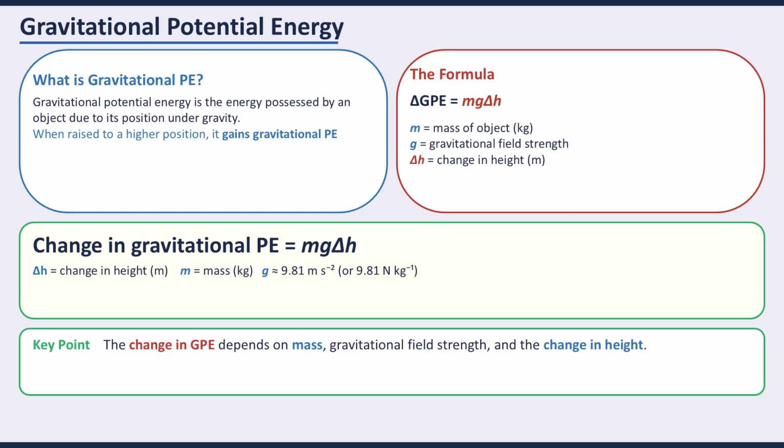The formula is straightforward. The change in GPE equals m times g times delta H. Here, m is the mass in kilograms, g is the gravitational field strength, approximately 9.81 newtons per kilogram, and delta H is the change in height in meters. So, a heavier object placed at a greater height stores more gravitational potential energy.